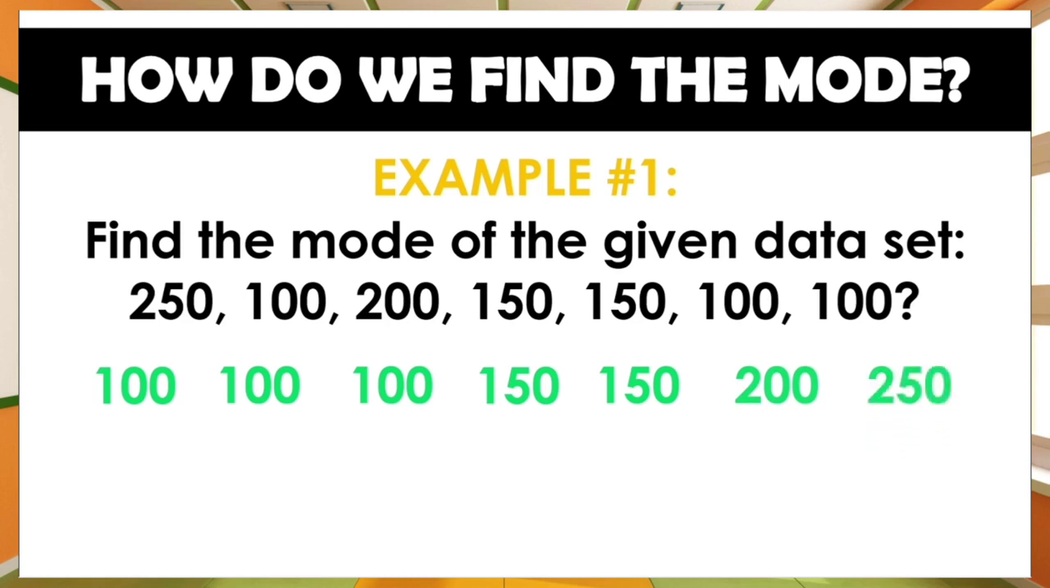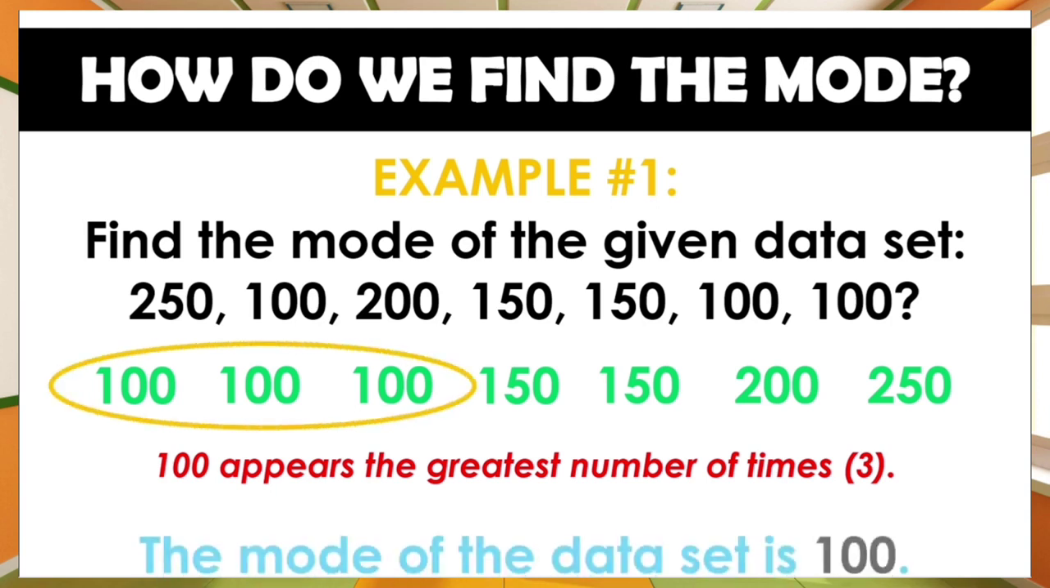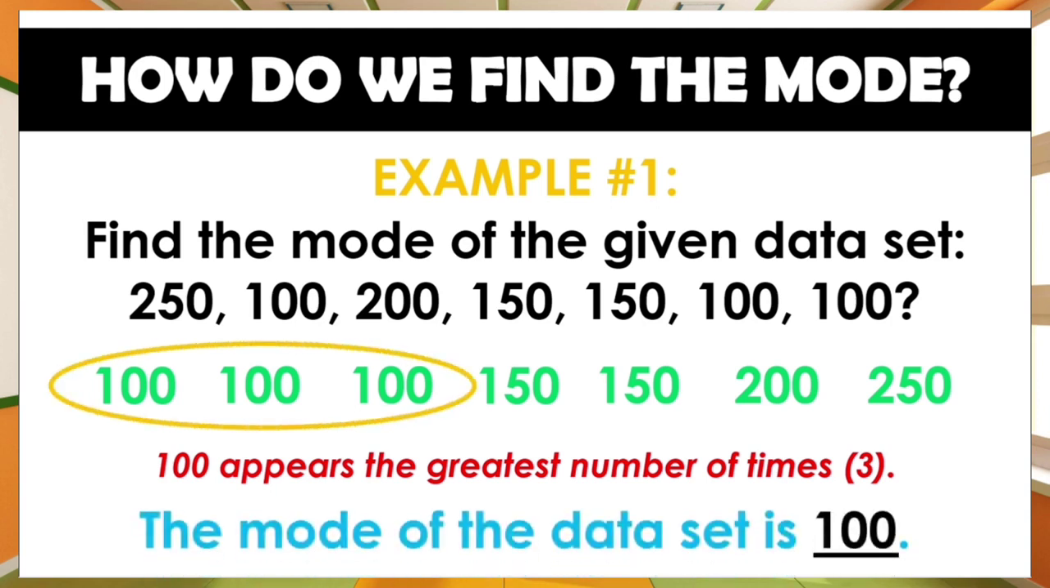By inspection, we can clearly see that 100 appears numerous times compared to the other values. 100 appears 3 times, 150 appears 2 times, while the rest appears only once in the given dataset. This means that the most common or the mode of the data is 100.